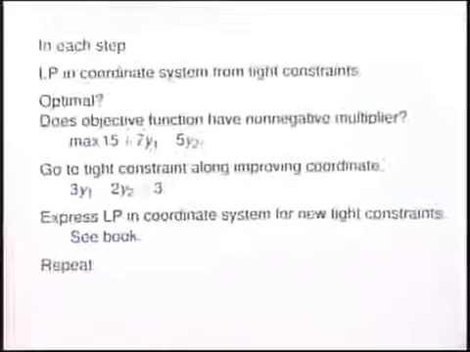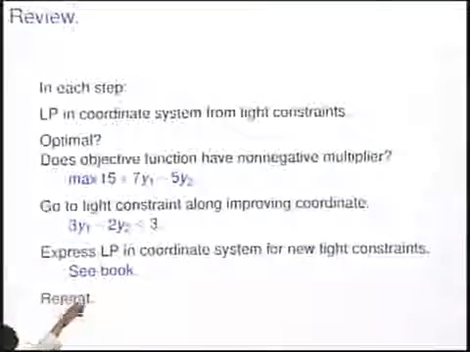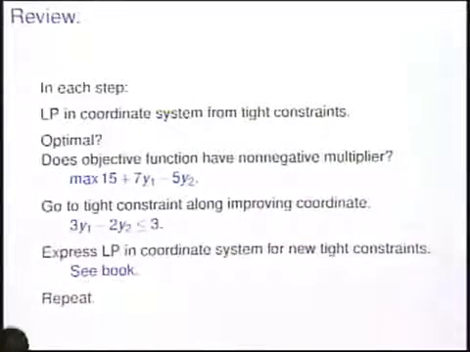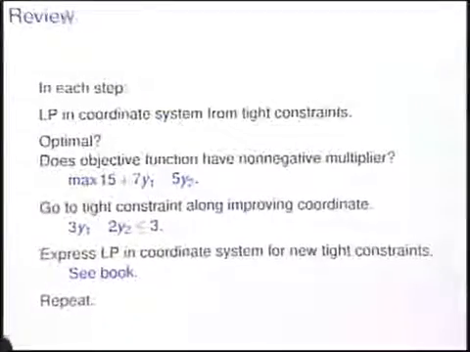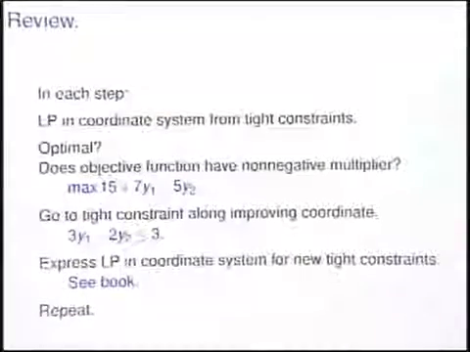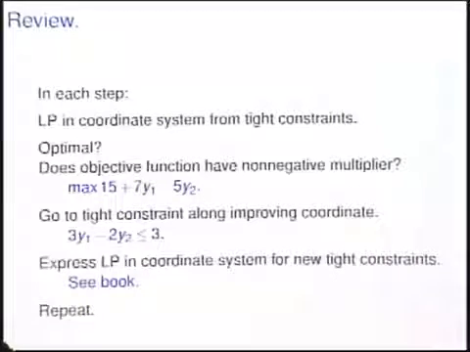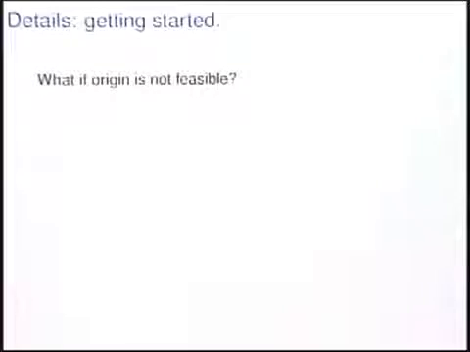Okay, so getting started. This is the review. This is how we do it. We start at the origin. We have this zero coordinate system. For each tight vertex, we can rewrite the linear program in that coordinate system, using essentially Gaussian elimination to rewrite the linear program.